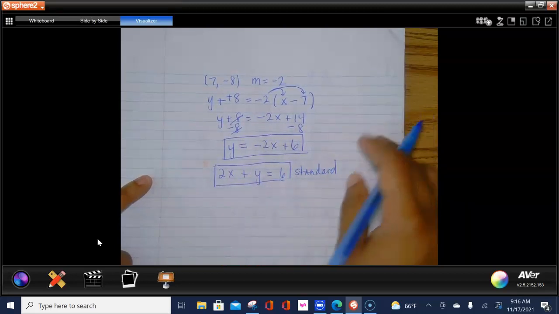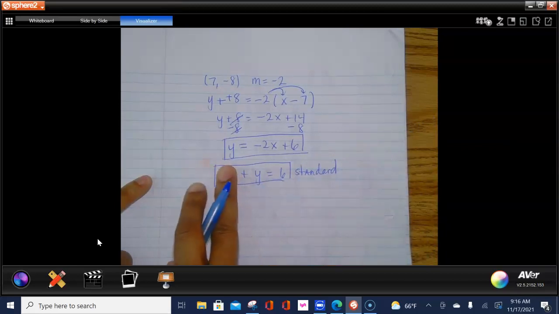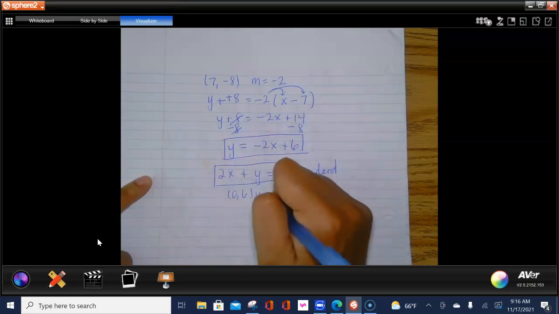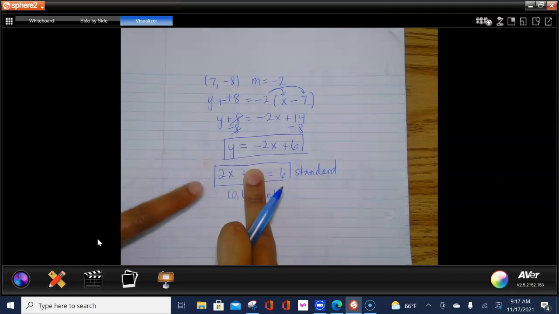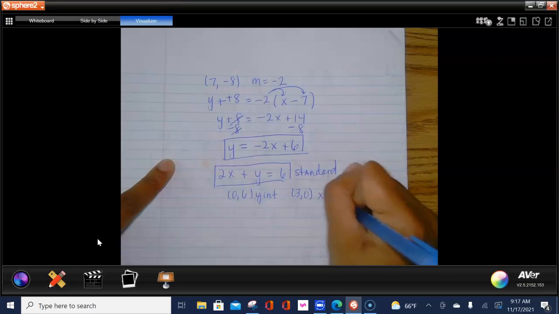Okay? And again, from standard form, I tell you, hey, can you give me the x and y intercept? Sure you can. If you let x equal 0, y will equal 6. So at 0, 6, that's your y-intercept. If you let y equal 0 and solve for x, divide by 2 to the other side, x would equal 3. You divide by 2 on both sides. So at 3, 0 is your x-intercept.